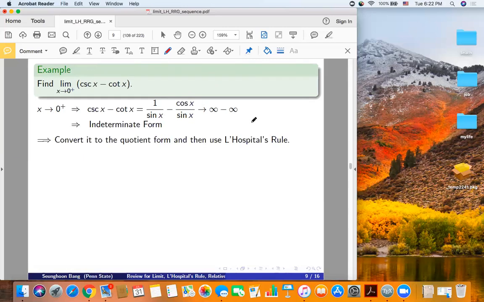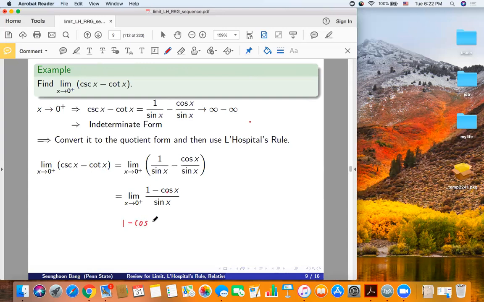We can convert this to the quotient form and then use L'Hopital's rule. This is the whole idea. How can you change it? You can use the identity: cosecant x is 1 over sine, and cotangent of x is cosine over sine. Then combine them. You can plug 0 into the top and the bottom. What happens? 1 minus cosine of 0 over sine of 0, so we have 1 minus 1 over 0, which is a 0 over 0 form. What's the next step? You can use L'Hopital's rule.